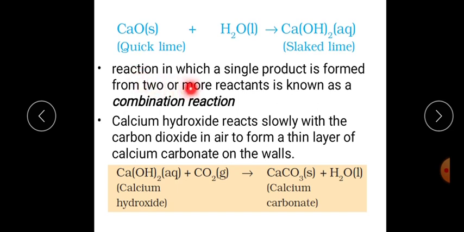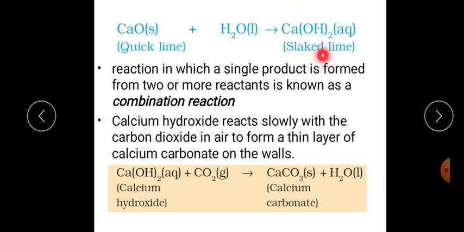So the reactions in which a single product is formed from two or more reactants is known as a combination reaction. So here you can observe that this quicklime and this water, these two reactants, react to form a single product. Whenever a single product is formed after combining any number of reactants, such kind of reaction is called a combination reaction.